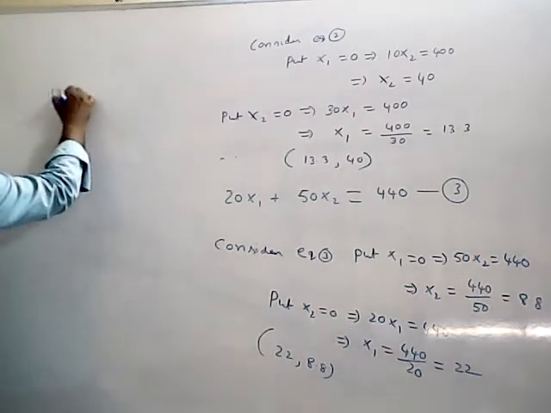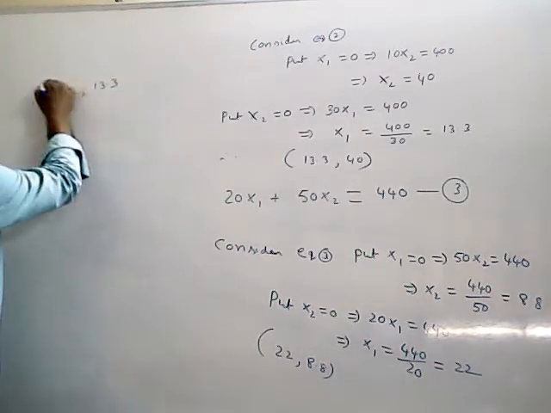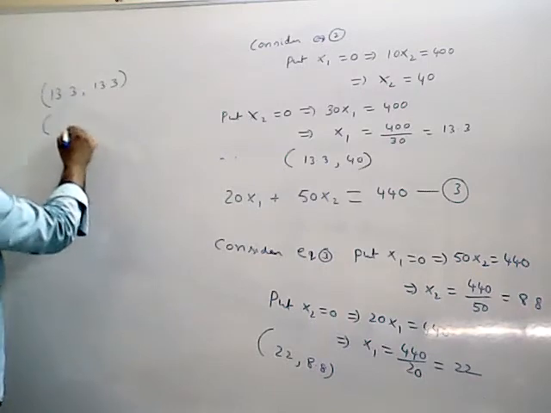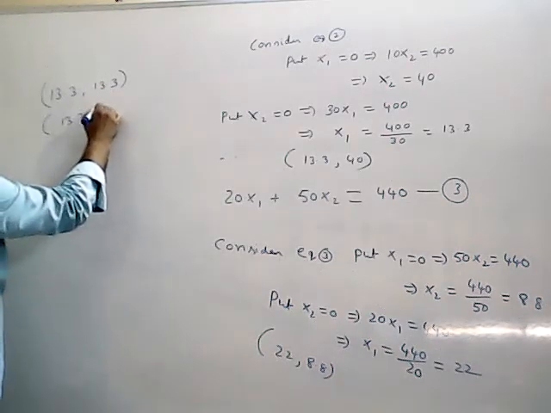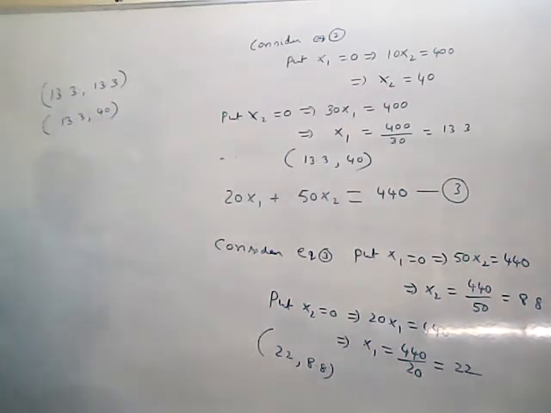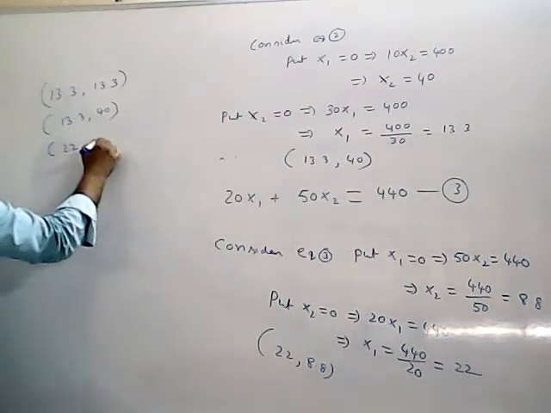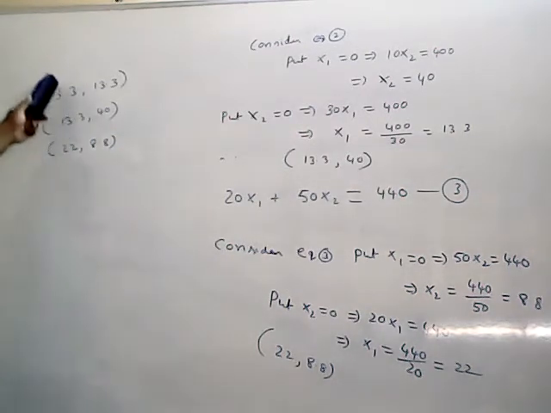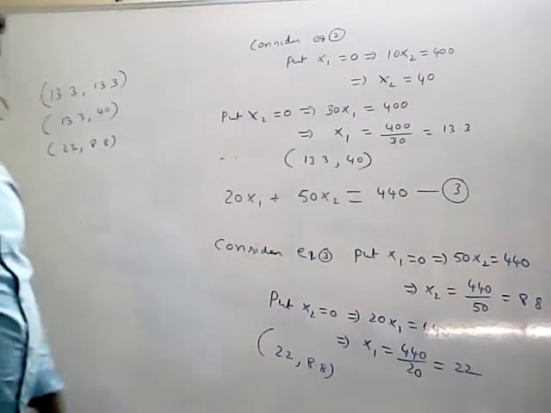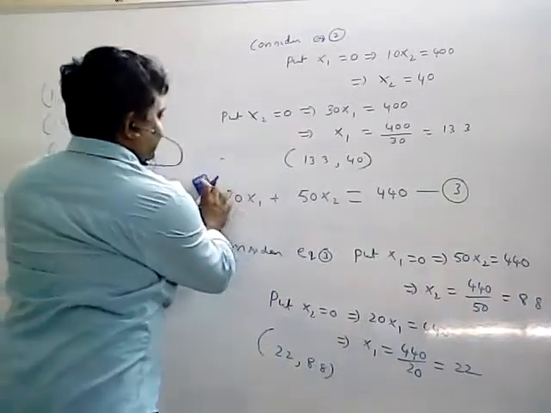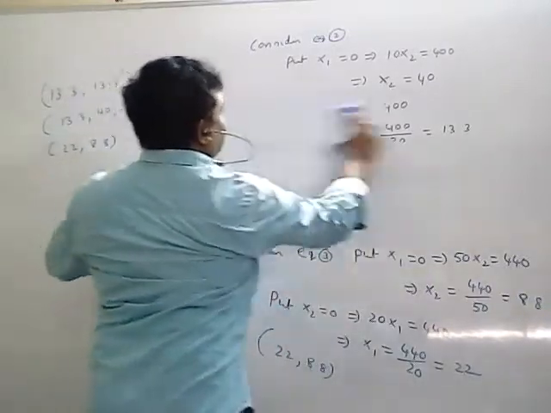I got 3 points. 13.3 comma 13.3 is the first point. What is the second point you got? 13.3 comma 40 is the second point. And the third point is 22 comma 8.8. So now I got all the 3 points, 3 equations, 3 points. Now I can draw the graph. Okay, so then step number 2 will be finished.